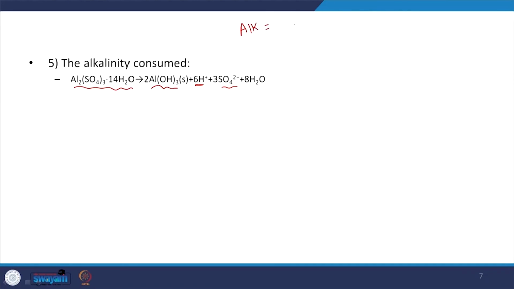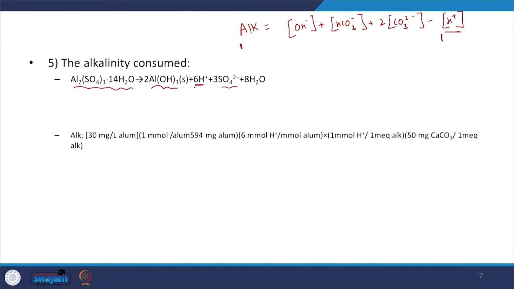Alkalinity is equal to, just for the sake of understanding I am writing this again, even though I wrote this out in the earlier slide, minus H plus. So, if I am adding H plus, alkalinity will decrease. So, we already have it. For 1 mole per liter increase of H plus, 1 equivalent per liter of alkalinity will decrease. But here the ratio is 6, but we will look at that. So, let us see what we have.